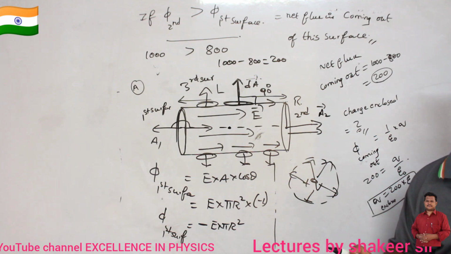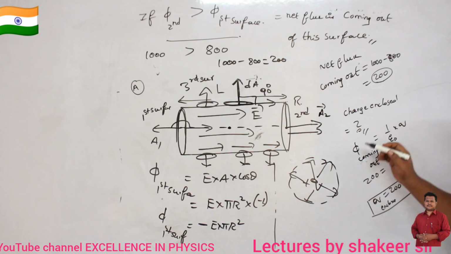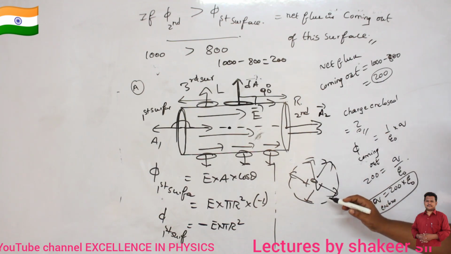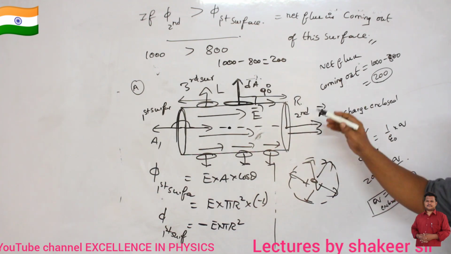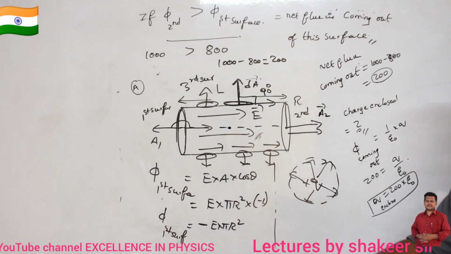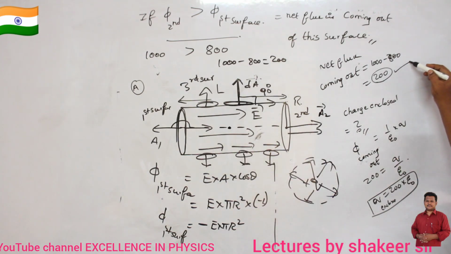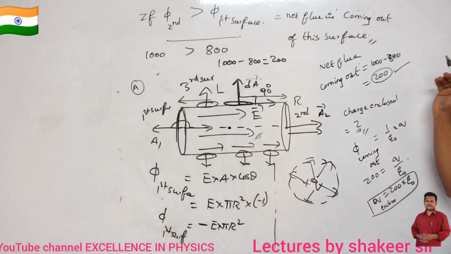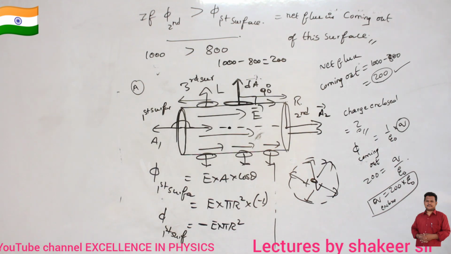Have you understood what we are doing? Through a Gaussian surface, net flux lines are coming out, and that is accounted for by the charge enclosed by this Gaussian surface. Total 1000 lines are coming out, but 800 lines are entering also, so net lines coming out are only 200. This becomes my net flux. Net flux always gives the charge enclosed by the Gaussian surface. That's all. Clear? So this is about our charge enclosed by the Gaussian surface.